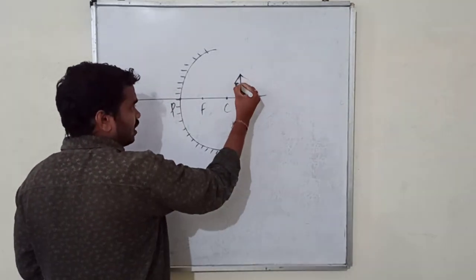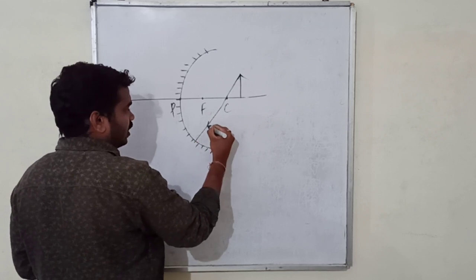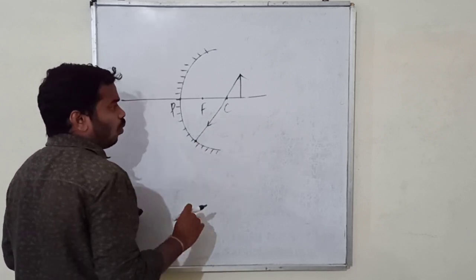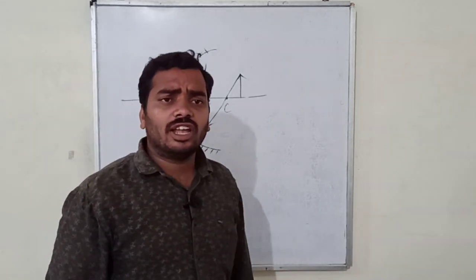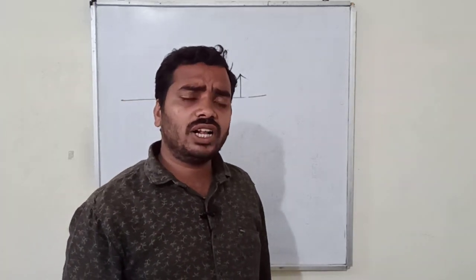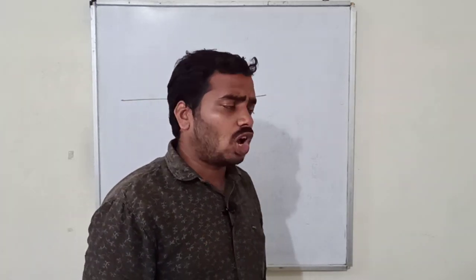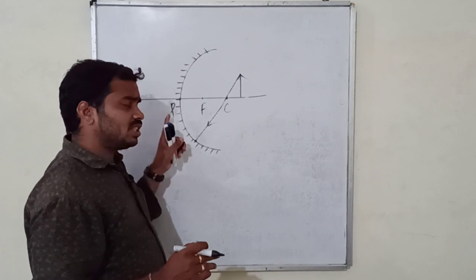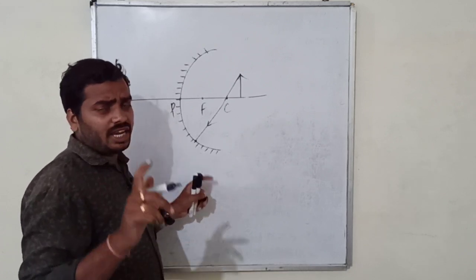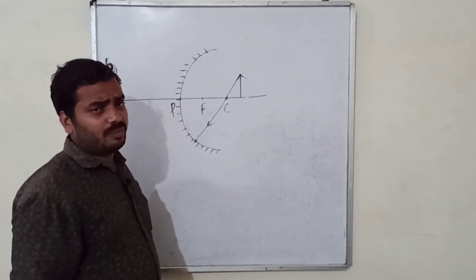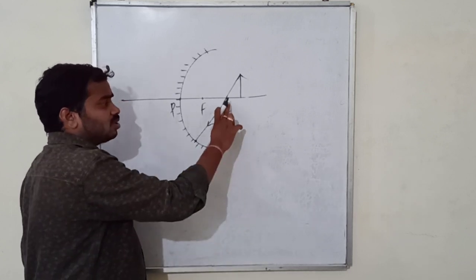If some ray is falling like this, remember what we mean by normal. A normal is a line from the surface of the curved mirror which passes through the center.